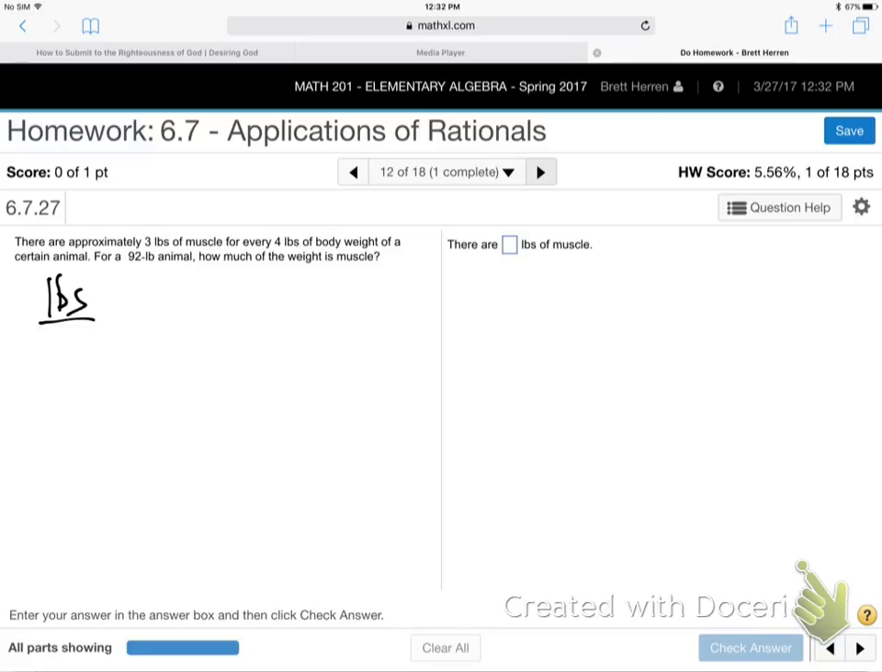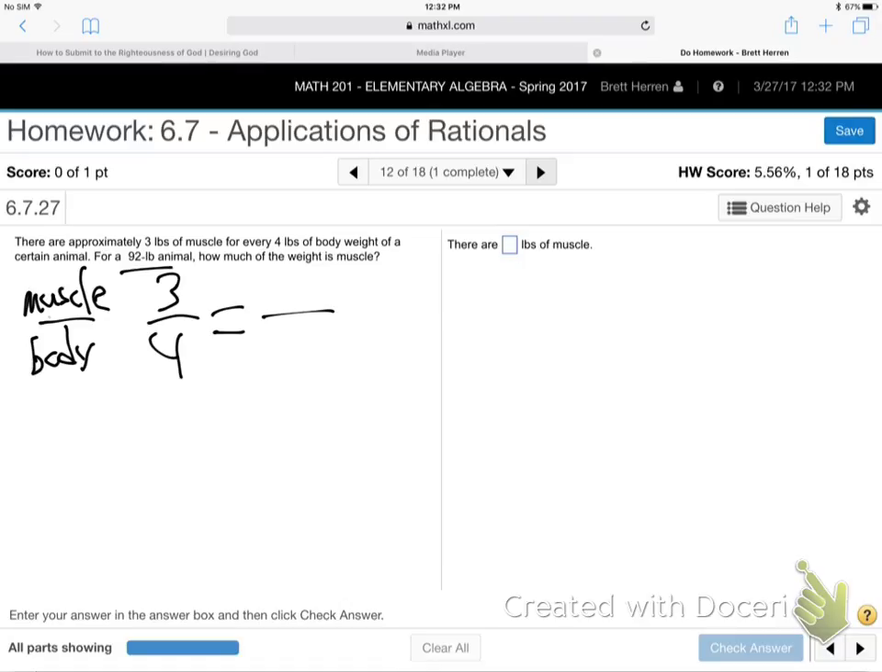I'm going to put pounds over body weight. I guess it's supposed to be muscle over body weight, huh? They're all pounds. Muscle over body. 3 pounds of muscle over 4 pounds of body weight equals, it's just going to be 2 equal fractions. And now, where's the 92 go? Does that go on the top or the bottom?